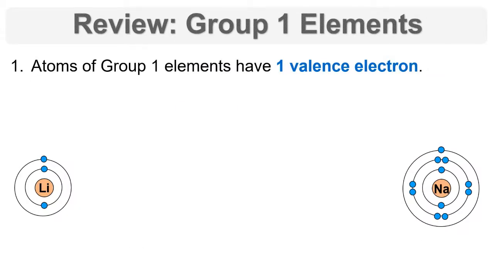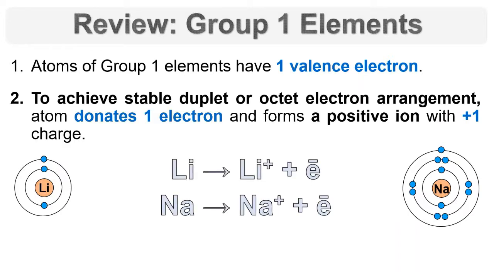Group 1 elements are alkaline metals. Atoms of Group 1 elements have 1 valence electron. To achieve a stable duplet or octet electron arrangement, the atom donates 1 electron to form a positive ion with a +1 charge.